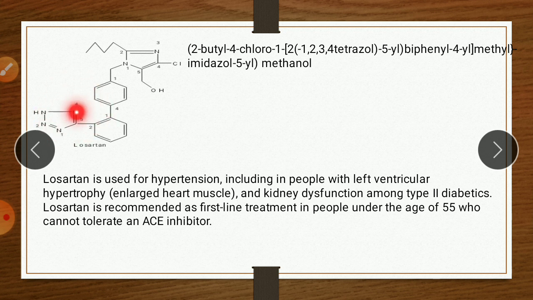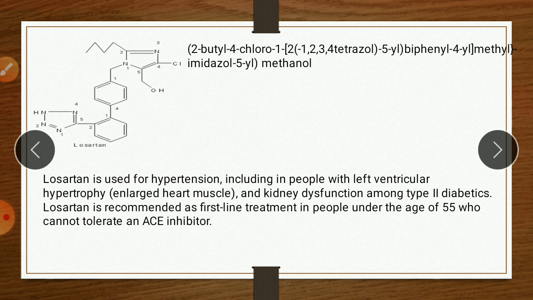5-yl, so here there is an attachment, that is 5-yl. Biphenyl means there are two phenyl rings. 4-yl means here is the 4-yl. Methyl means this methyl. Imidazole, it is an imidazole ring. 5-yl, on the fifth position there is an attachment, and methanol. So I have picked the name 2-butyl-4-chloro, 1,2,3,4-tetrazole, 5-yl, biphenyl, 4-yl, methyl, imidazole, 5-yl, methanol.